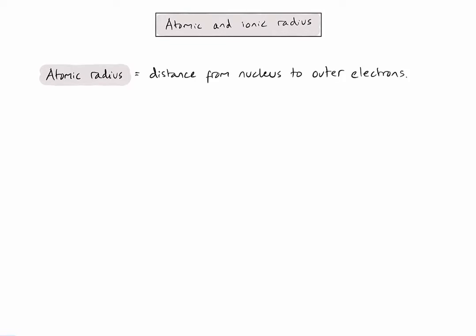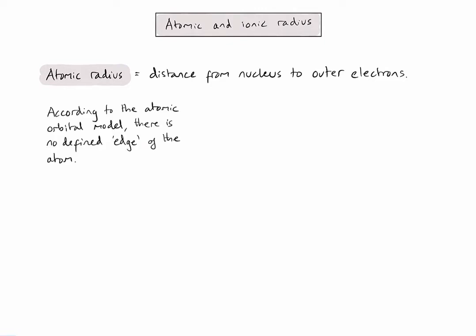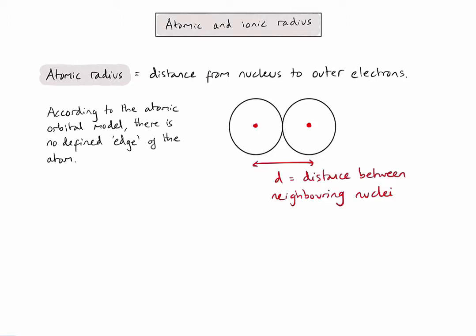Although this is a little bit difficult to measure because according to the atomic orbital model, there's no real defined edge of the atom. So in reality, the way we actually calculate the distance from the nucleus to the outer electrons is by measuring the distance between two neighbouring nuclei of atoms that might be bonded together, and then halving that distance to find the atomic radius. You can find the IB values for atomic radius in the data booklet.